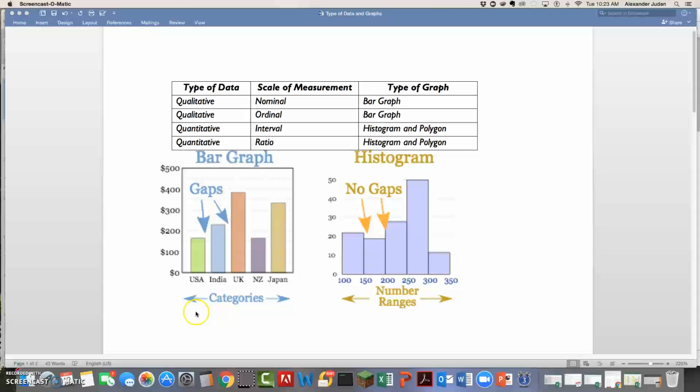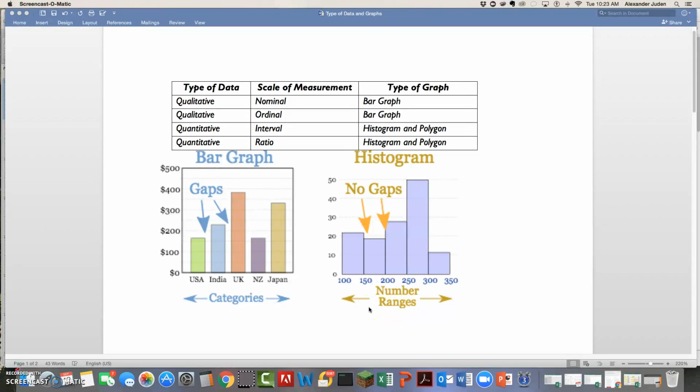Down here in the left corner, I have nominal data. These are names of countries. They are not ranked. And I have recognized that since these are word categories, we're working with qualitative data, nominal data, and therefore a bar graph would be appropriate where we have gaps in between these categories. These categories are distinctly different from one another.